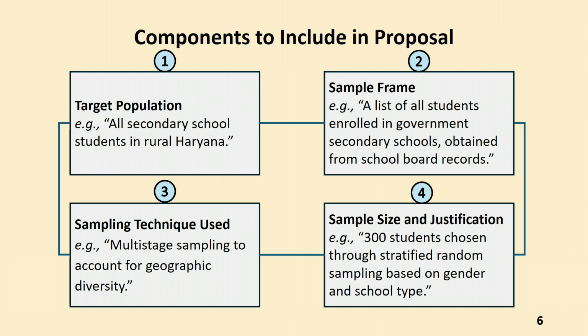Example, multi-stage sampling to account for geographic diversity. Last is 300 students chosen through stratified random sampling based on gender and school type. Here it's an example of how you move in order to make your sample from target population to the exact sample numbers. So this is how it is suggested that you do and look into these components to put in the proposal.